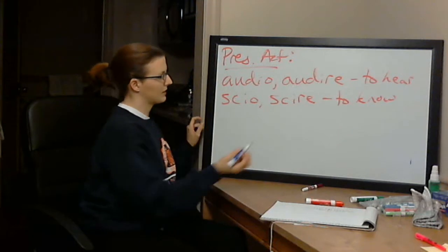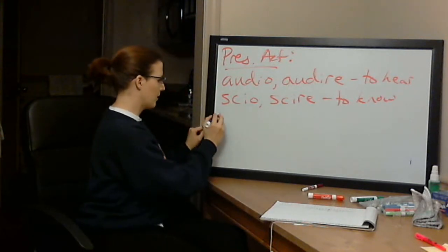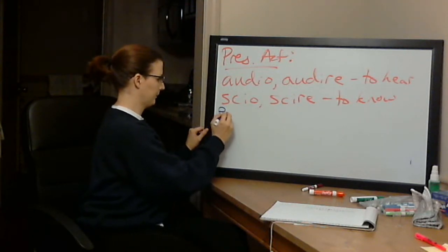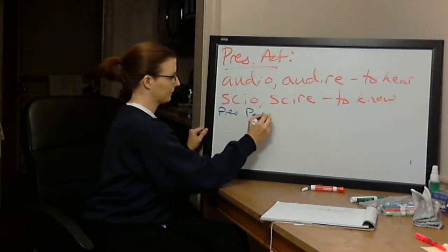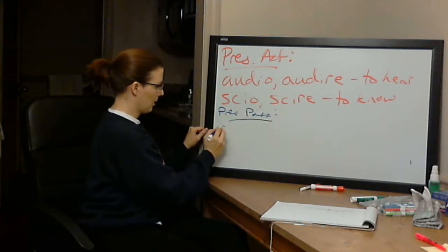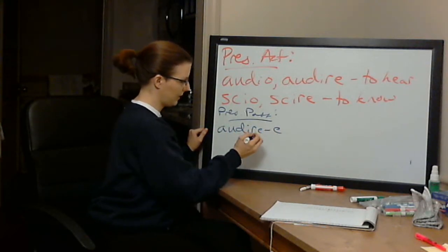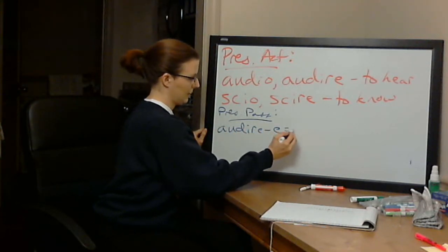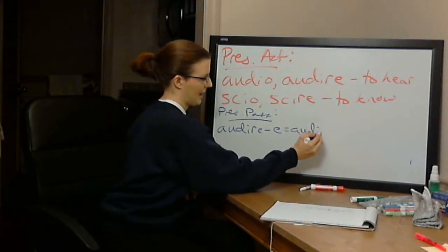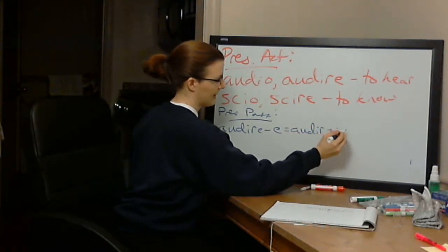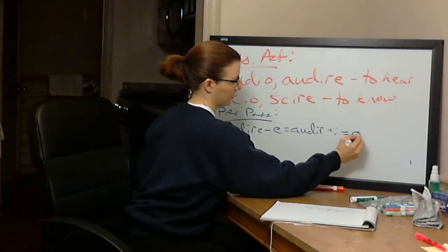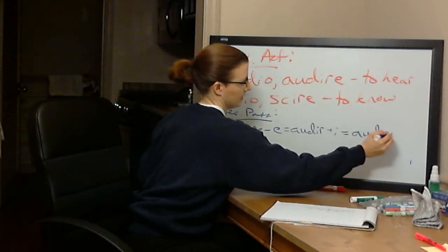Again, we know it's a present active infinitive because it has that RE, but when we go to our present passive, label this. We have that audire minus the E at the end gives us our audir. To that, we're going to add an I. And that, of course, gives us audiri.